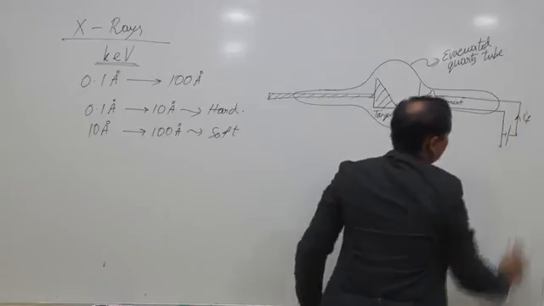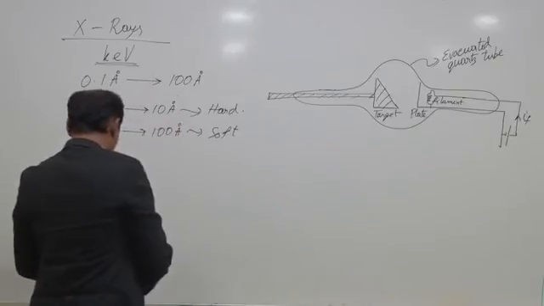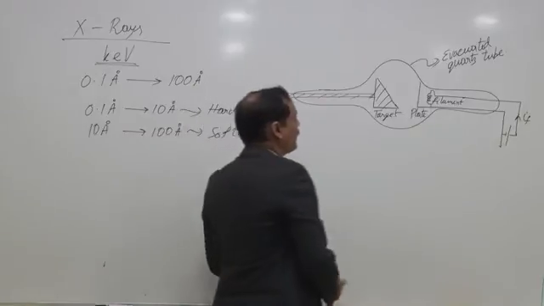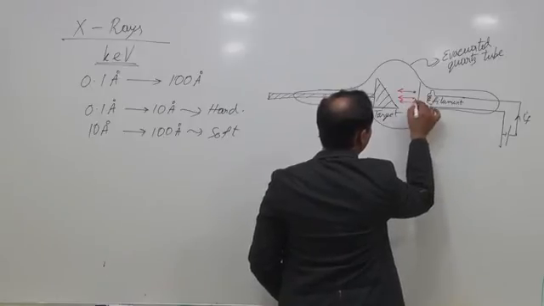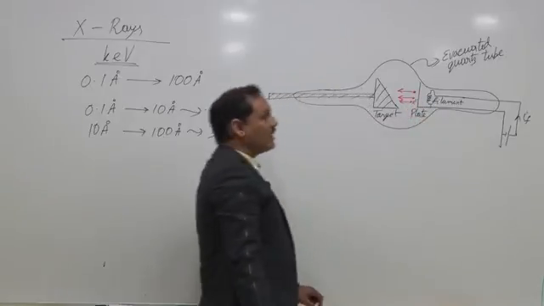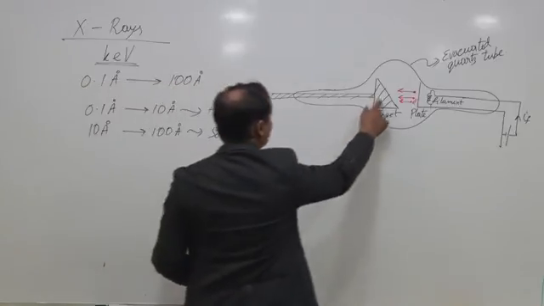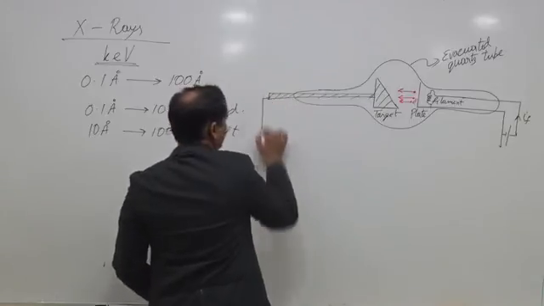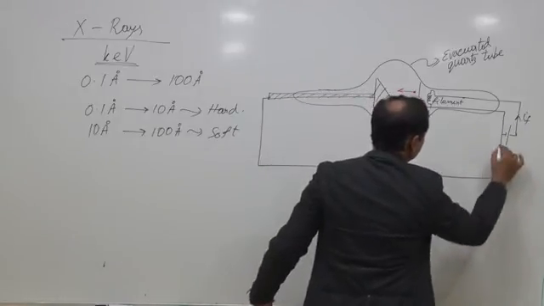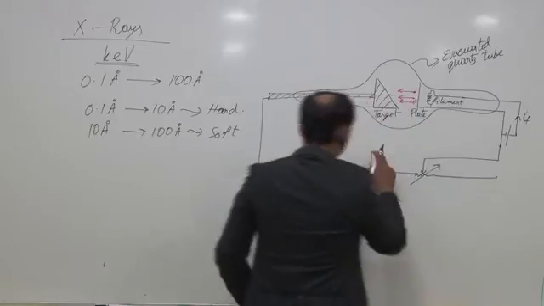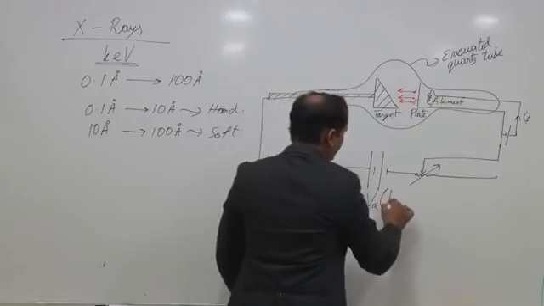Some current IF, the filament current, is flown through the filament to heat it up. This heated filament heats up the plate. The heated plate releases electrons due to thermionic emission. These electrons are accelerated towards the target with a high potential difference. This high potential difference is called the accelerating voltage VA. It is of the order of kilovolt.